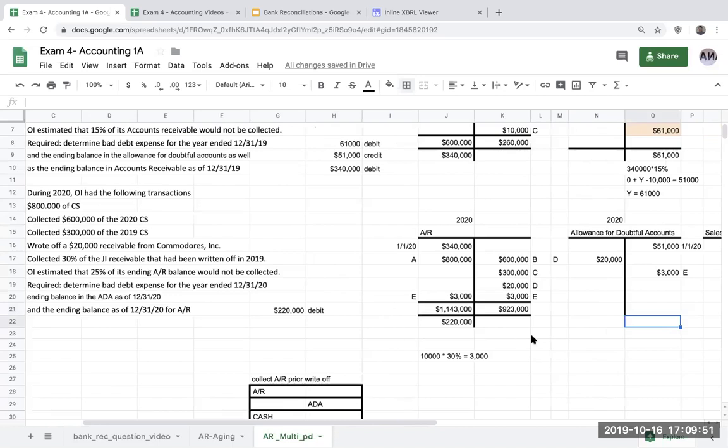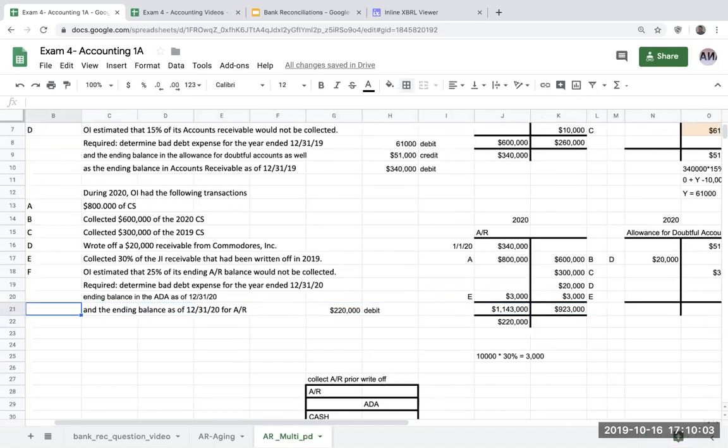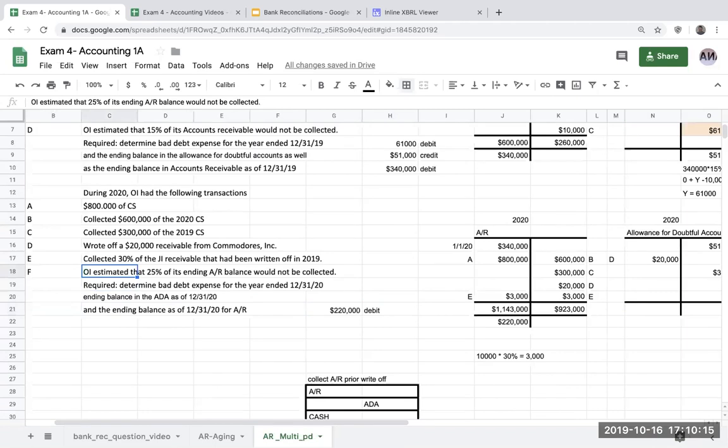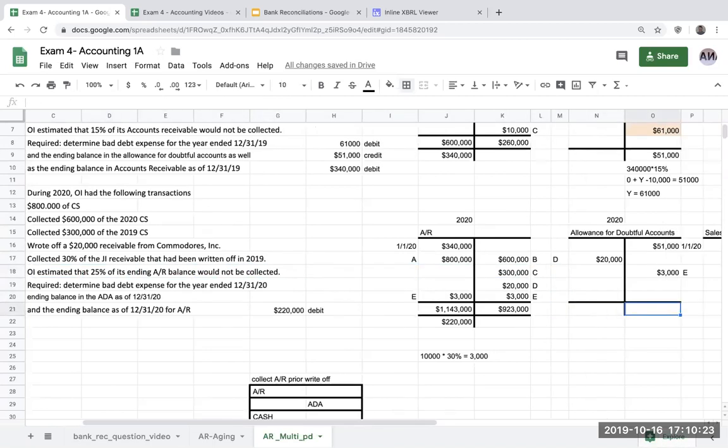I now need to figure out what the ending balance should be in my allowance for doubtful accounts. What does letter F tell me? The 25% times the accounts receivable amount. Correct. So this is going to be 220,000 times 25%, 55. My ending balance in my allowance for doubtful accounts is going to be a $55,000 credit.